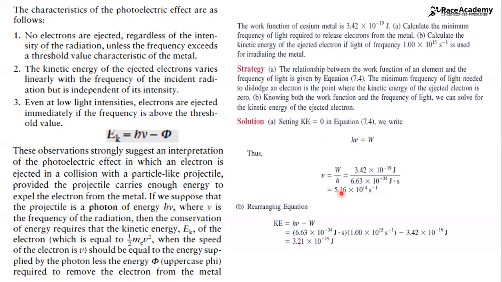After that, we arranged the equation, that is K is equal to h nu minus W, and for the second question we have taken the given frequency, that is 10^15 second inverse, and the work function 3.42 × 10^-19 joules given in the question. Upon simplification, the kinetic energy we got is 3.21 × 10^-19 joules. This is the model question for the photoelectric effect, which may be useful for the examination.